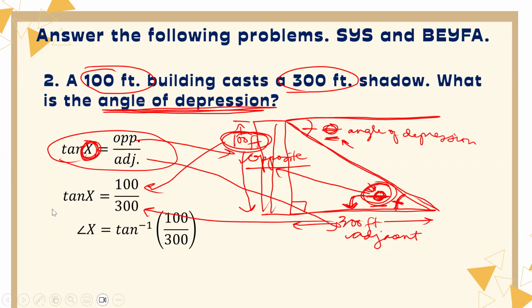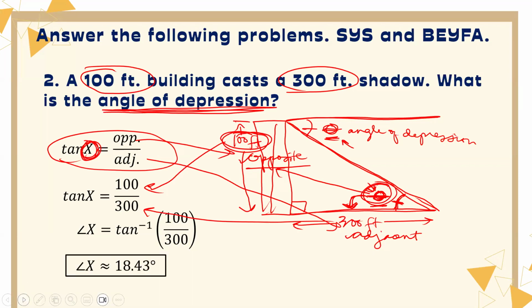I suggest you divide 100 over 300 first before you do shift tan, or you click shift tan then parenthesis 100 over 300. You should know how to use your calculators and which sequence would work best for you to get the correct answer. Everybody, please write your answers in the comment section.